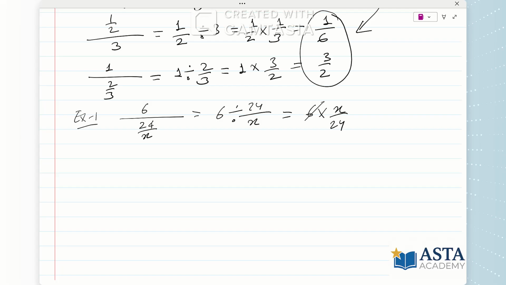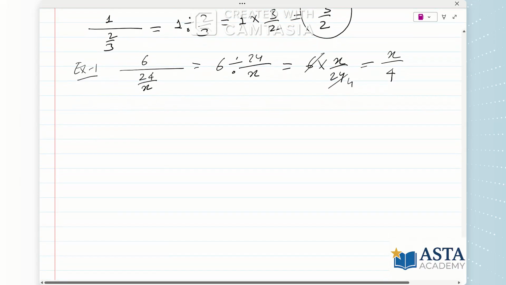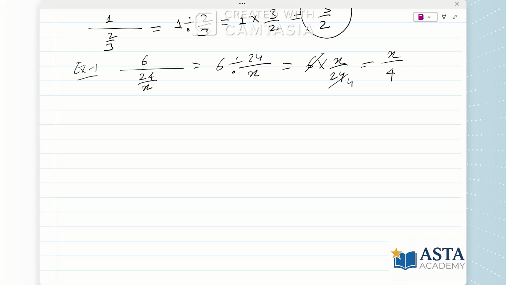So 6 ones are 6, 6 fours are 24. So this is going to be x by 4. So this is how you deal with division of expressions when you have multiple expressions and dividing. So you use the larger line for division. The last topic in today's class I would like to look at is splitting the fractions.